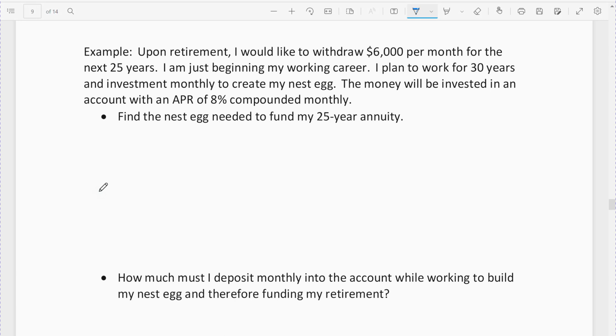I plan to work for 30 years, investing monthly into an account to create my nest egg that I'm going to live off of. The money will be invested in an account which guarantees a return of 8% compounded monthly. Find the nest egg needed.